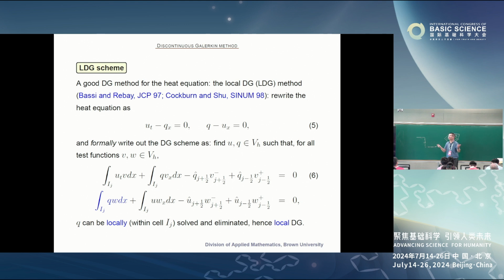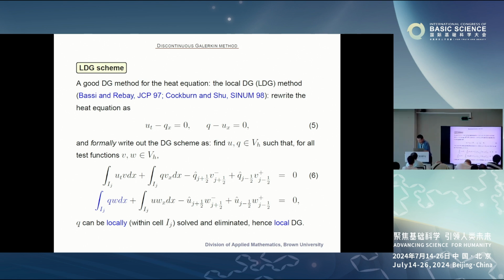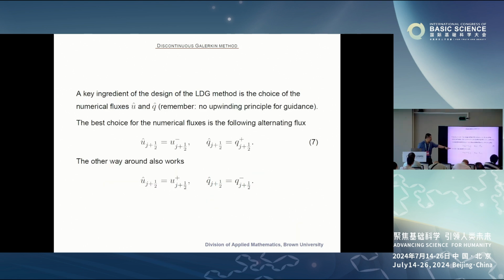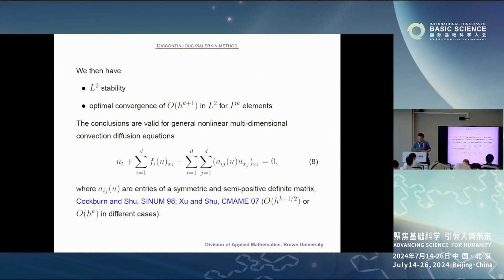So q is actually not a new variable. It's a representation. You can obtain q from u locally. You don't need to solve a big system. So for this method, it turns out that the best choice of numerical fluxes are these alternating ones. You take one from the left and the other from the right. It doesn't matter which one you take from left or right, as long as they are alternating. You can also choose central, so central is also fine, but with central you lose a little bit of accuracy. And then the method becomes stable.